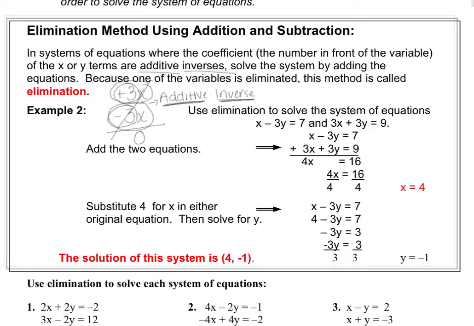Okay. All right, so here's an example of using elimination to solve the system of equations. x minus 3y equals 7 and 3x plus 3y equals 9. So notice that here my x and my y are both not isolated, so I actually have to do a little bit of work here. There's nothing that I can substitute, so my best bet is to see if I can easily eliminate some variables to solve it. So we're just going to add the two equations.